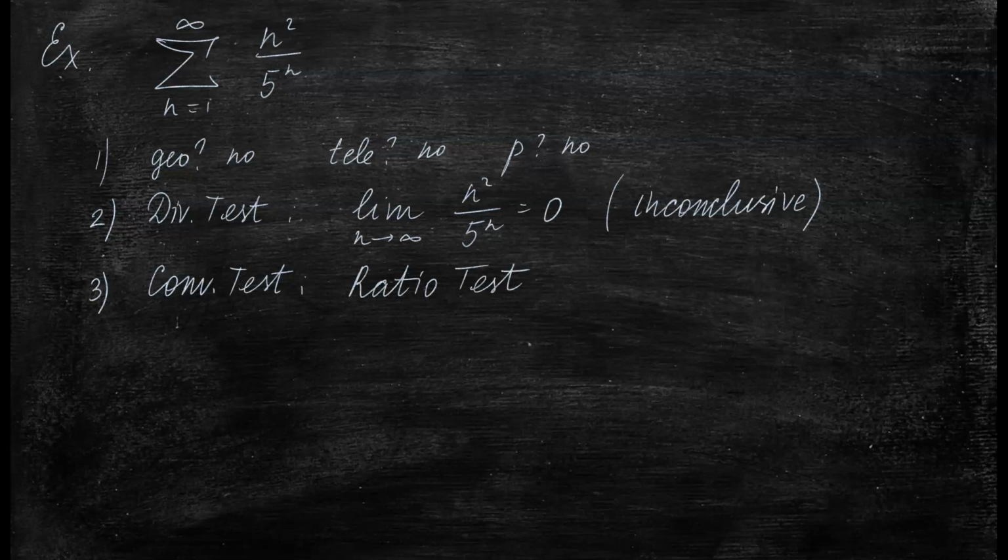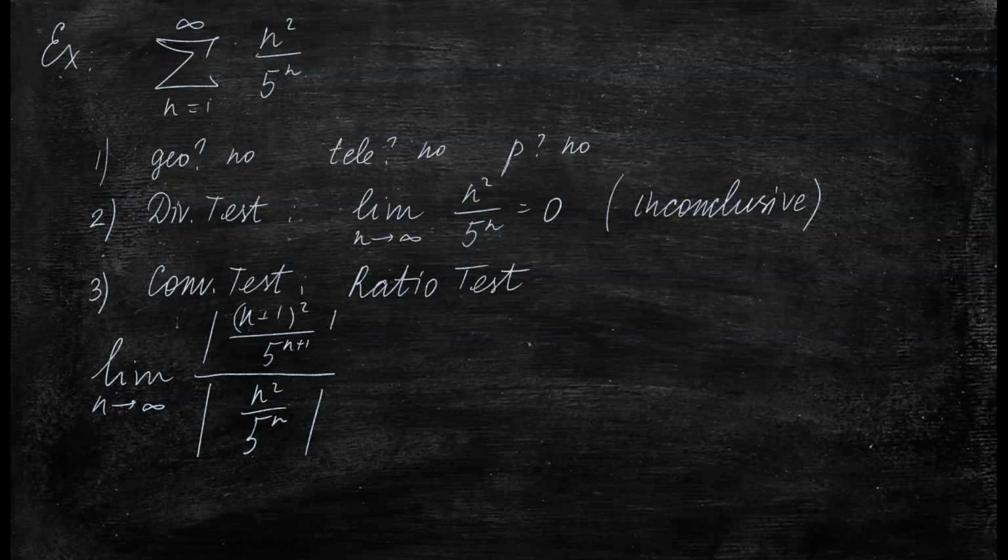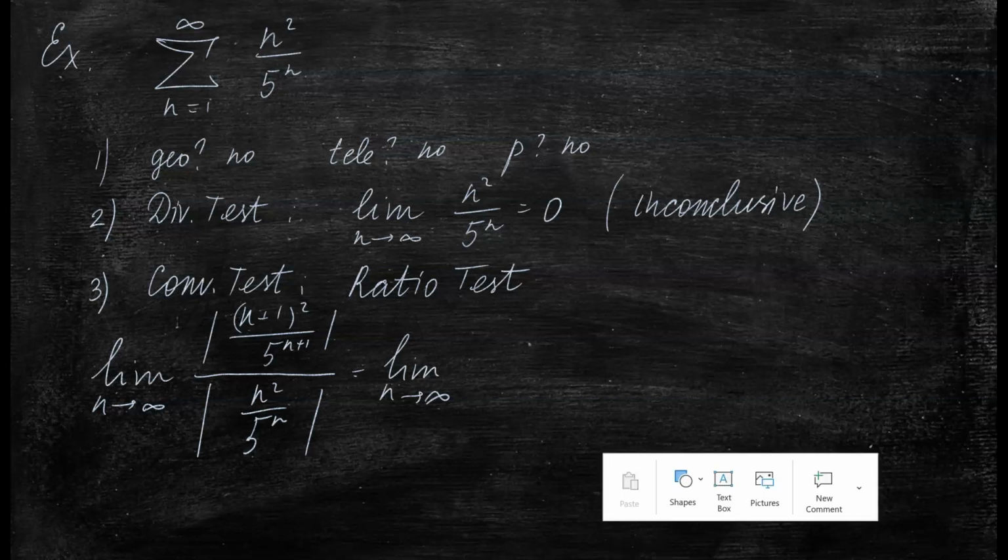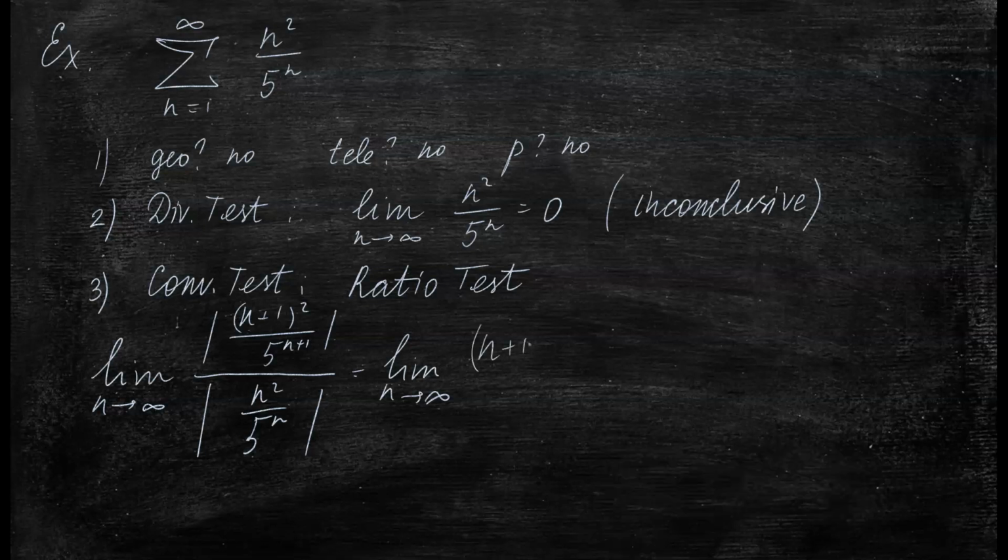And to do the ratio test, we're going to set up that limit as n goes to infinity. The absolute value of the nth term goes in the denominator, and the absolute value of the n plus 1th term goes in the numerator. Now, since everything is positive in this expression, we don't need the absolute values, and we simplify this by writing it as a single fraction.